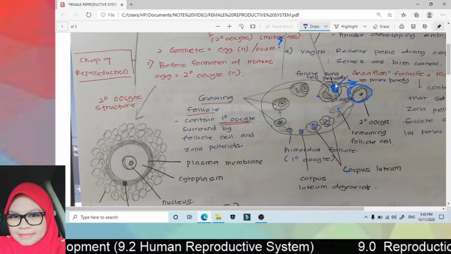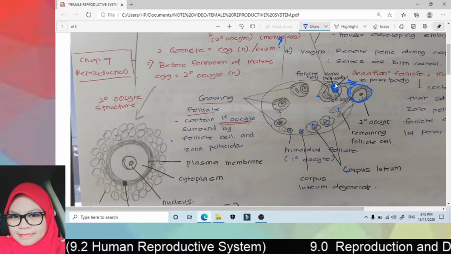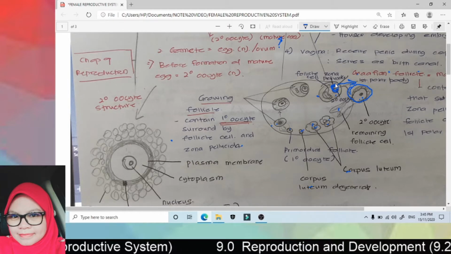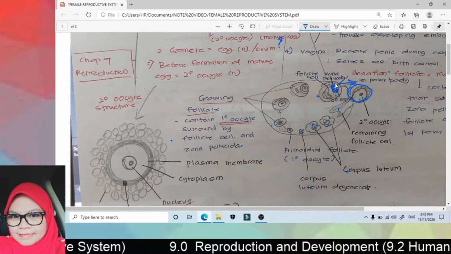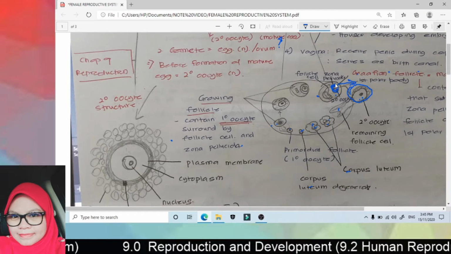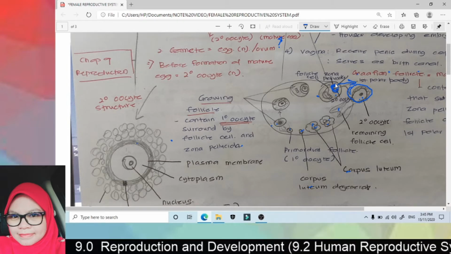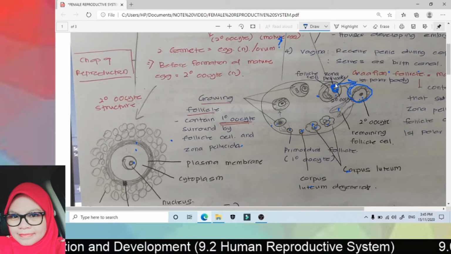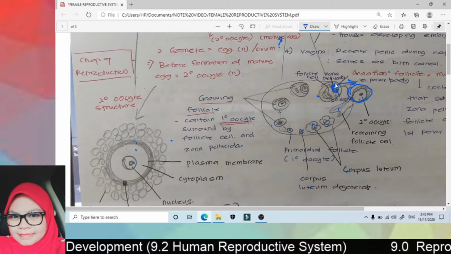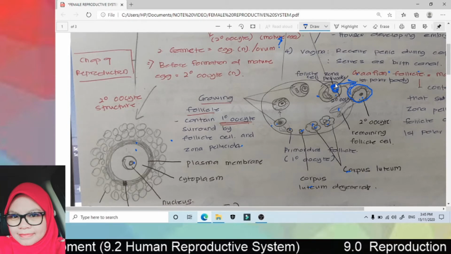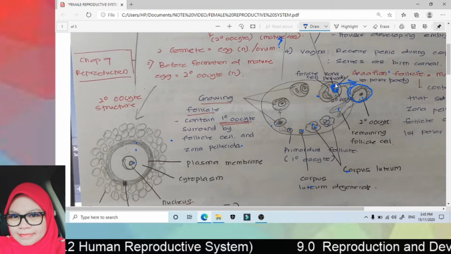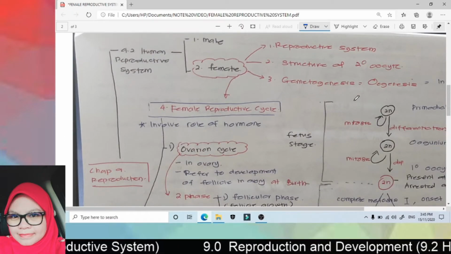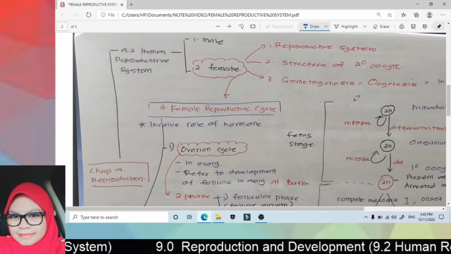And then this primary oocyte, the closed structure is here. It contains several layers of granulosa cells, which are the follicular cells. And then it has the zona pellucida layer, the plasma membrane, cytoplasm, and then the nucleus. And this secondary oocyte, its chromosome behavior is at metaphase 2. Okay, clear about that? So that we can continue with the third one, which is the oogenesis process.